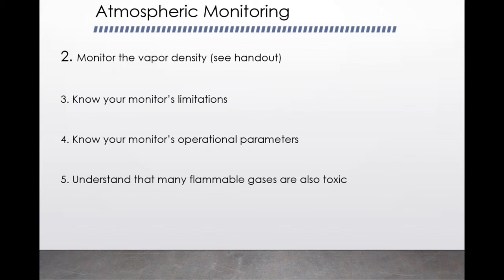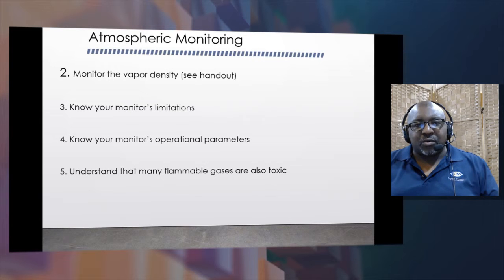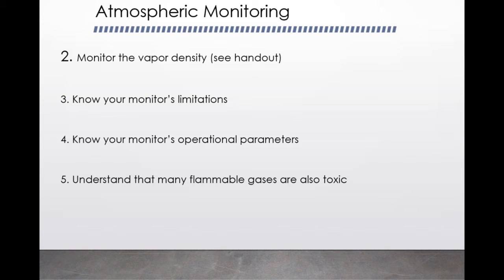Two, you want to monitor the vapor density. So something that is the same level of oxygen is equal to oxygen. So you'll see a 1.0 vapor density. If it's heavier than oxygen, it'll be 1.1, 1.2, whatever, 1.05. And if it's lighter than oxygen, then you'll see 0.9, 0.8, 0.7 in round numbers. And now it's going to be lighter, so it'll be in the upper atmosphere.